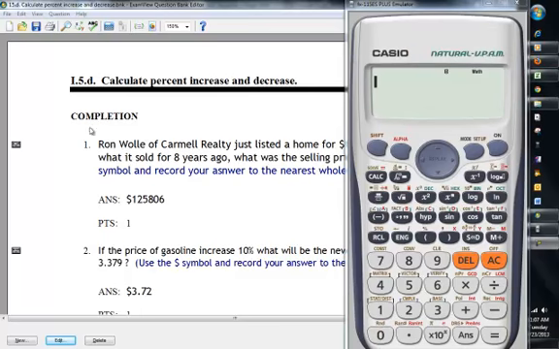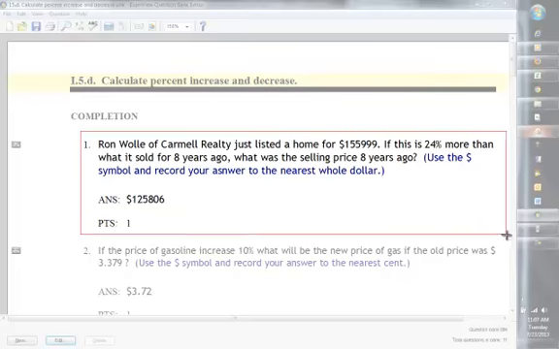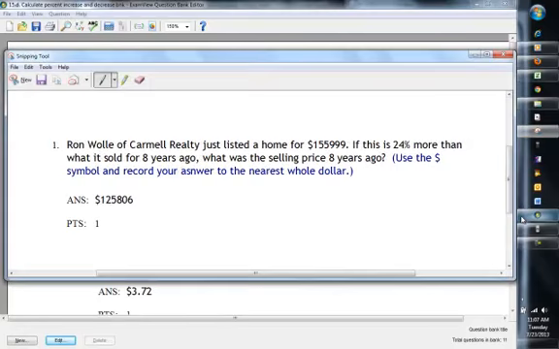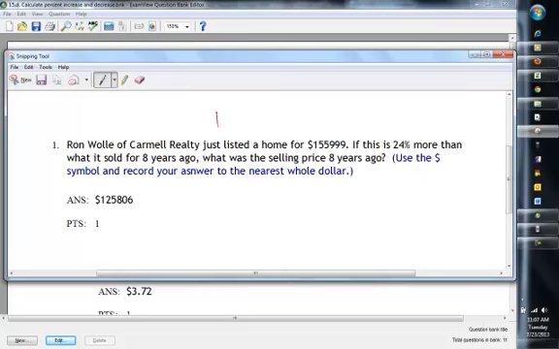1.5.d is about calculating percent increase and decrease. Let's look at some of the questions. The first one here: Ron Woolley of Carmel Realty just listed a home for $155,999. This is 24% more than it was 8 years ago. What was the selling price 8 years ago?